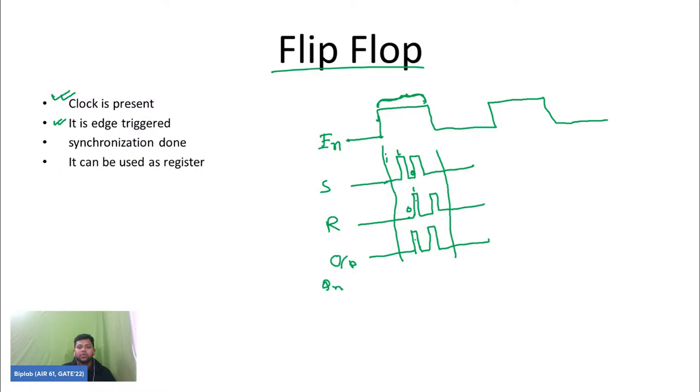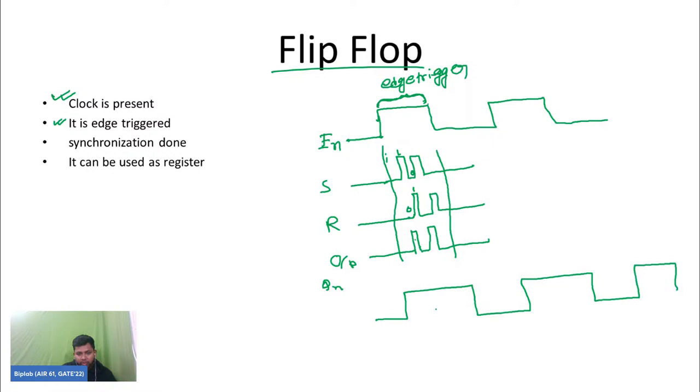This is called edge triggered. That means when you have an edge in the enable line, you are continuously changing the output. This is not done in flip-flops. In a flip-flop, we change the output only when the enable line, or the clock as we say here, changes. Let me draw the clock. When the clock changes 0 to 1, only at this time instant do we change the output. Or we change the output only at the time instant when it goes from 1 to 0, obviously not both. This is called negative edge triggered, and this is called positive edge triggered.